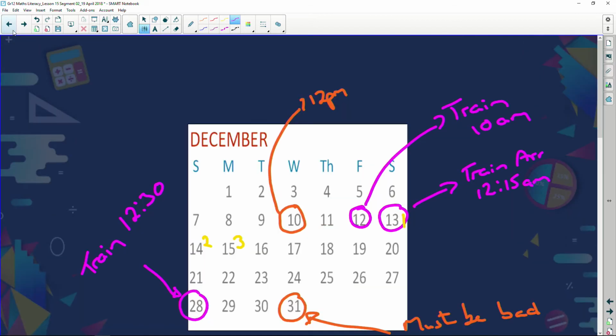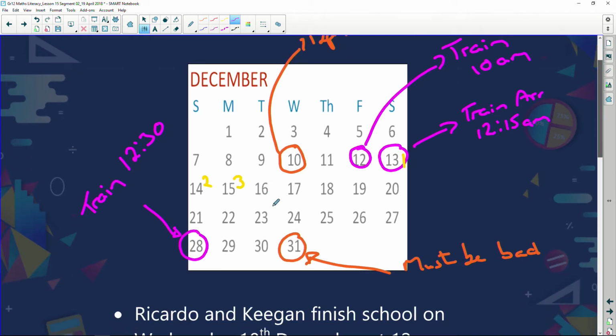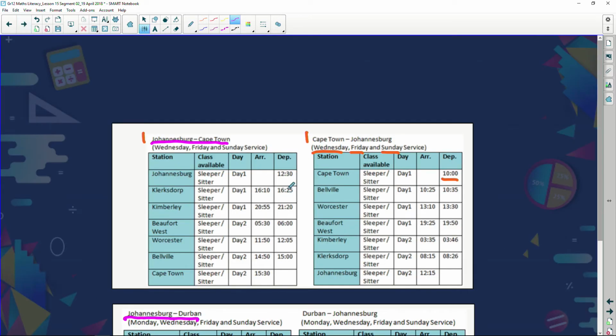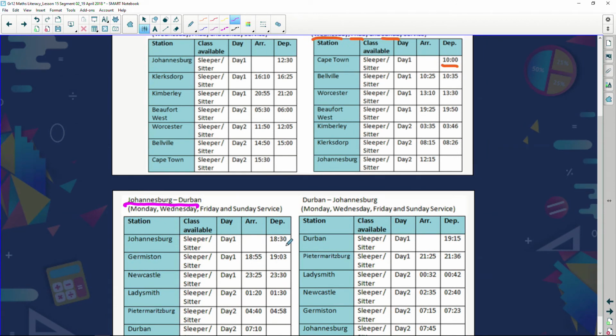So when I go back, I say, right, if the earliest I can leave is Tuesday, there's no train on a Tuesday, but there is definitely a train on the Wednesday. So on that Wednesday, we're going to get on the train to Durban. And what time does our train leave? It leaves at, we've got to get the right timetable here, Joburg to Durban. It leaves at 18:30, which is 6:30 p.m. It arrives the next day, because that's day 1, day 2, the next day at 7:10.